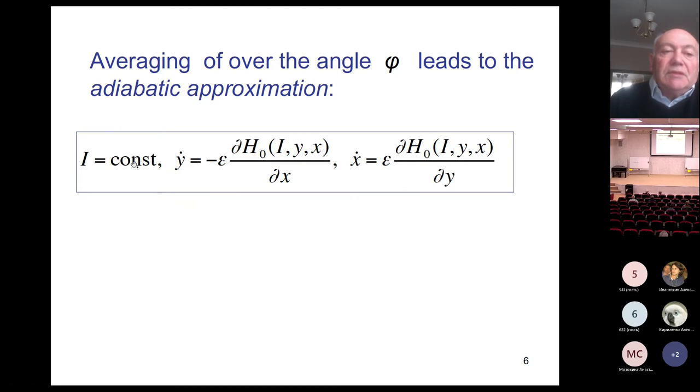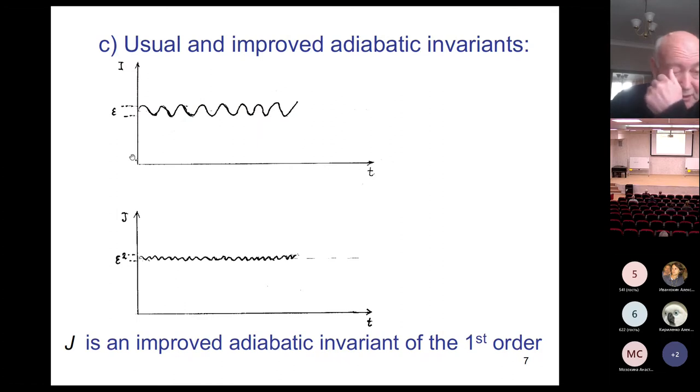How good is conservation of the adiabatic invariant? Actually, this action oscillates. It's not constant. It oscillates with amplitude of order epsilon. But it's possible to introduce an improved action, and it oscillates with the amplitude of order epsilon squared. And actually, it is possible to introduce an improved action of any order, so oscillation will be of order epsilon to the n with arbitrary n if the system is smooth enough. But the first improvement is okay for us.